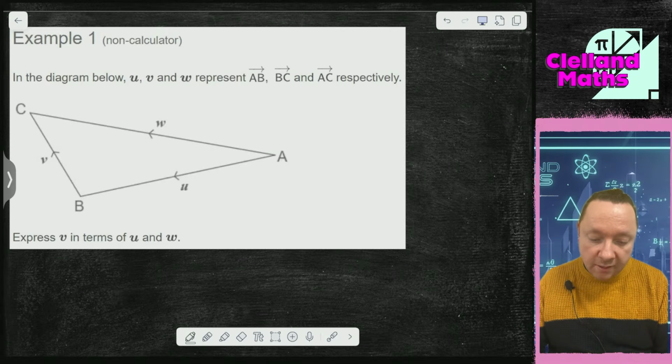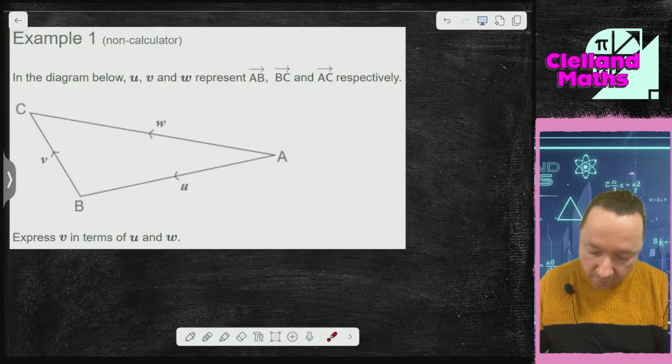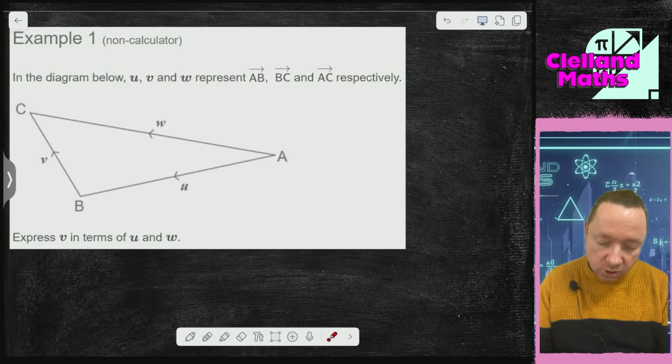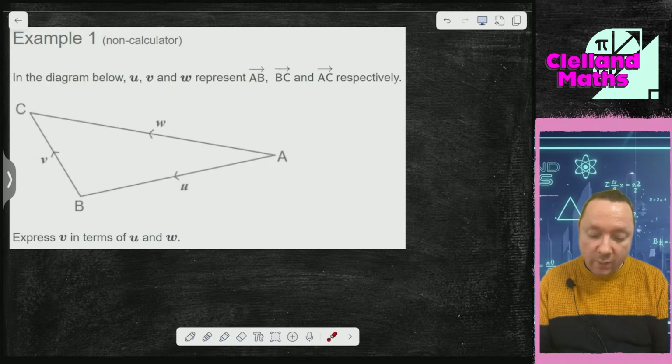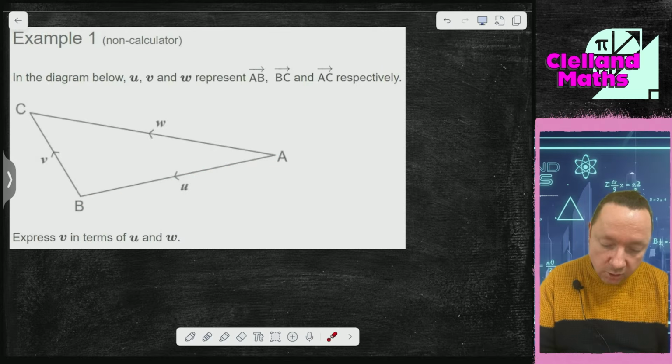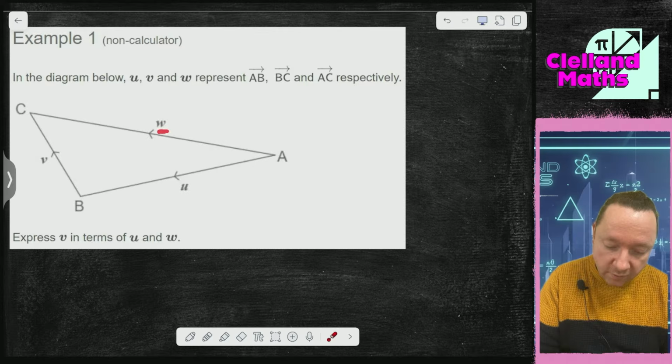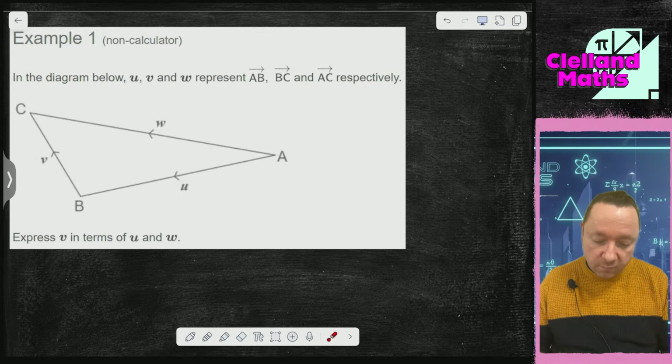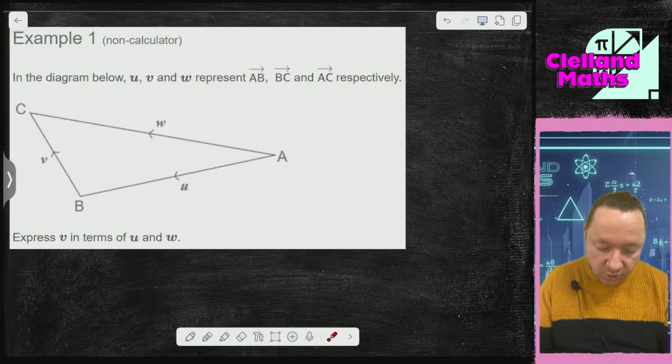Example 1, in the diagram, U, V and W represent vectors AB, BC and AC. So remember, there's two ways to talk about vectors. You can talk about it as from one letter to the other, A to B, with an arrow, or we can just name it with a small letter, either in bold or something with a line underneath it. So these are in bold. And we've expressed the journey of V in terms of U and W.